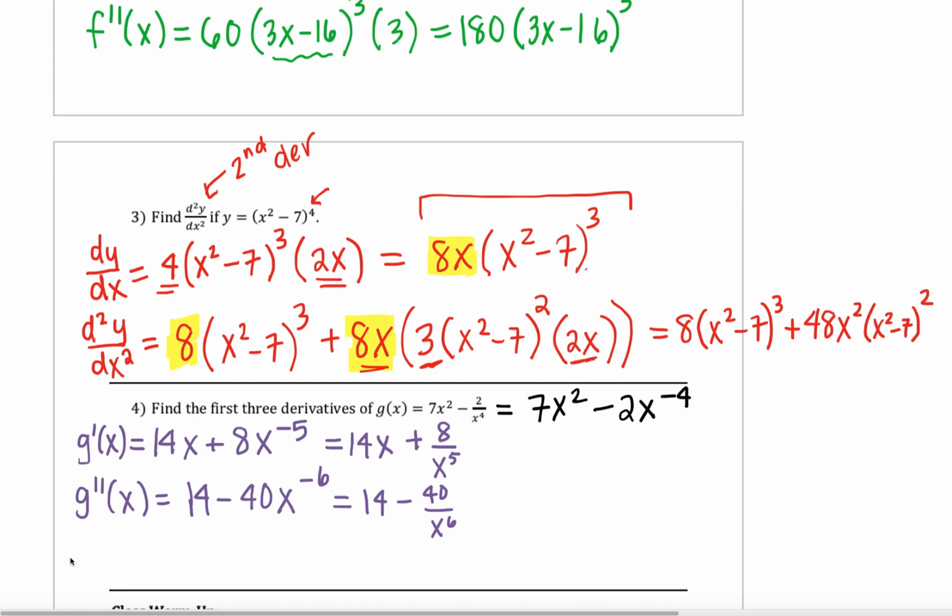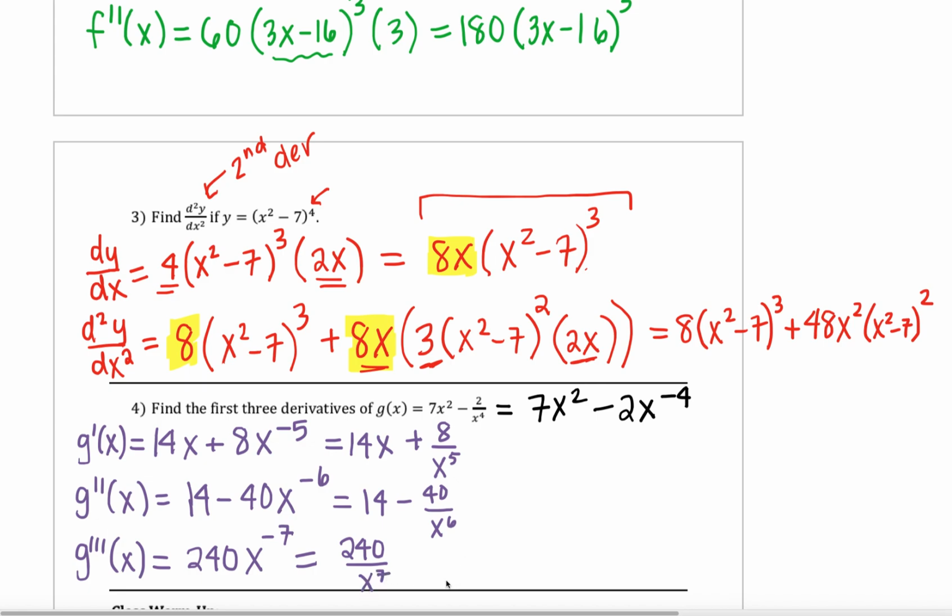Now from here, I want to get our third derivative, so I'm going to differentiate our second derivative. Starting with the 14, the derivative of 14 would drop to be 0 since 14 is just a constant there. And then to differentiate the negative 40x to the negative 6, I can use the power rule again. The negative 6 would come down, that would leave us with positive 240, and then we get x to the negative 7th by subtracting off 1. And to rewrite this without any negative exponents, it'd be 240 all over x to the 7th.